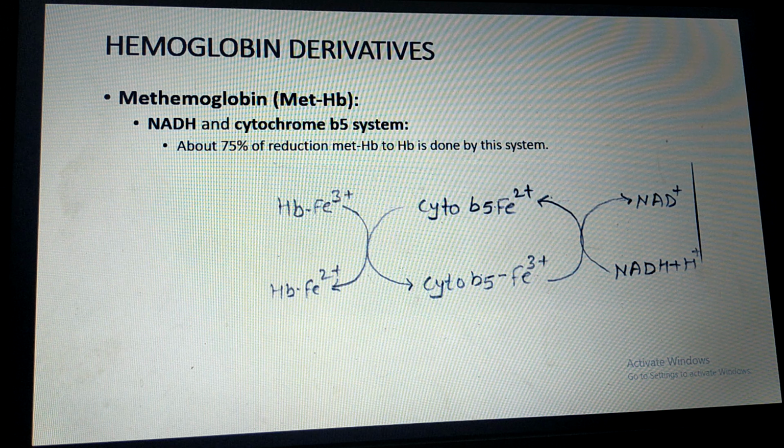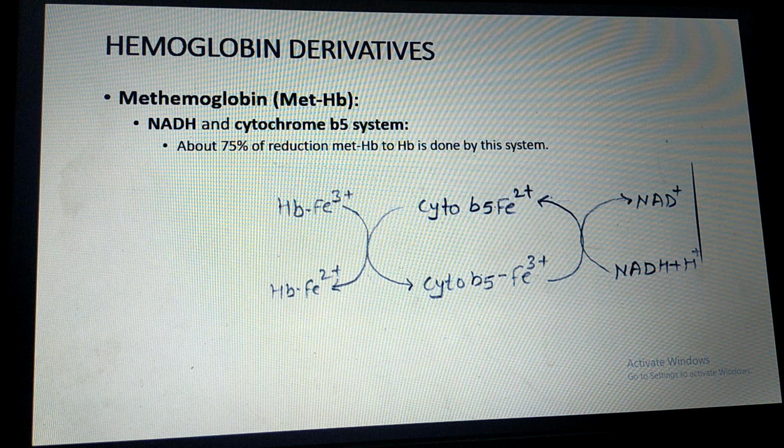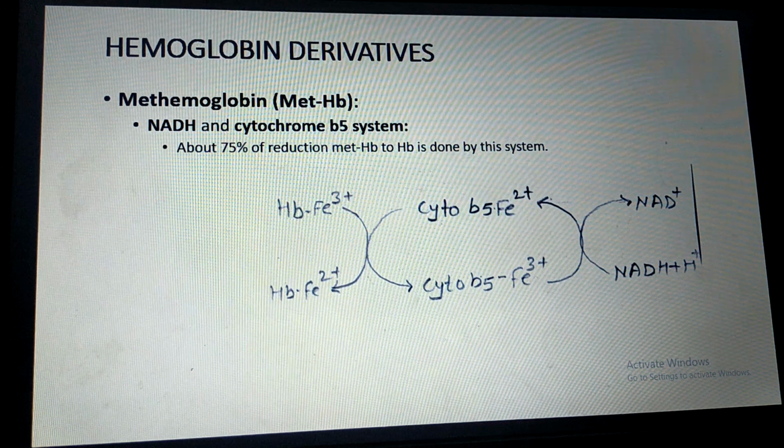Now this cytochrome B5 is reduced by a coenzyme called NADH. So this NADH donates its electron to cytochrome B5, in which iron is in ferric state, and converts this ferric iron of cytochrome B5 into ferrous state. In this way cytochrome B5 is regenerated and the cycle repeats.